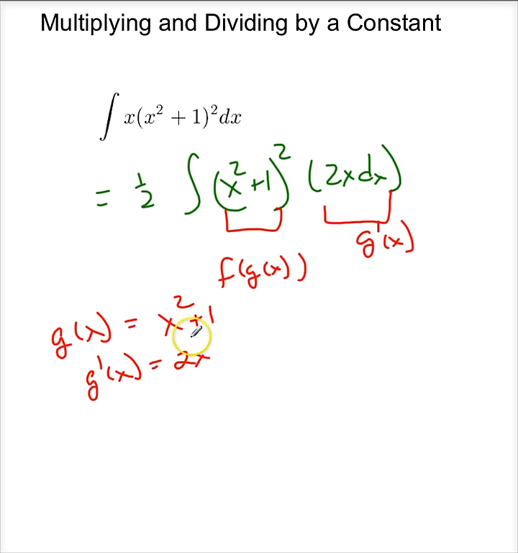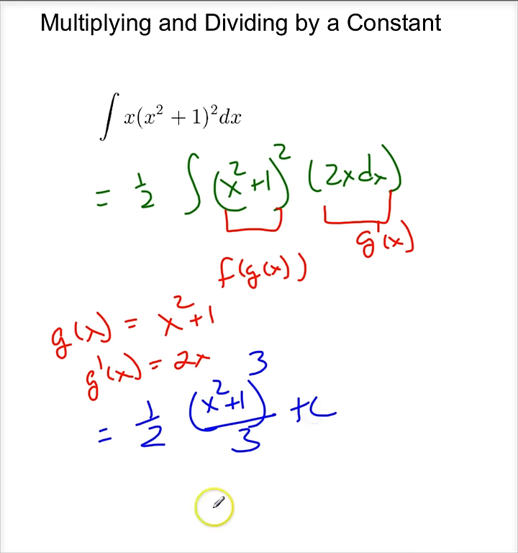All right? So what does this whole integral become? It's equal to 1/2 the antiderivative of this, which is x squared plus 1, I'm just going to treat that as one thing, cubed over 3 plus c. So I'm going to rewrite this as 1/6 times (x squared plus 1) cubed plus c.